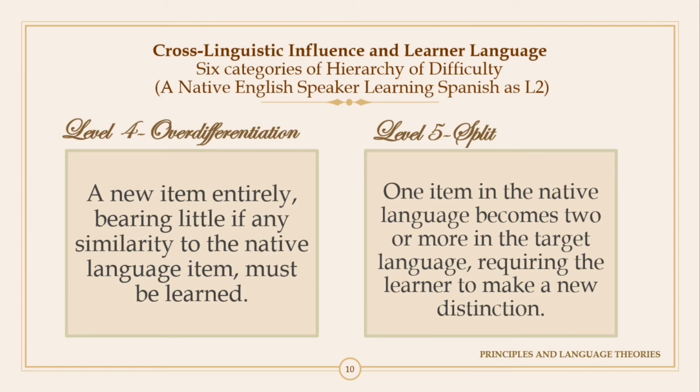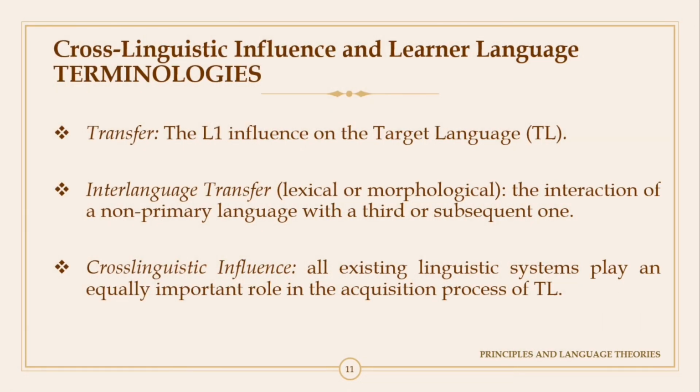Next would be level 4, or overdifferentiation. A new item entirely, bearing little if any similarity to the native language item, must be learned. For example, an English speaker learning Spanish must learn to include determiners in generalized nominals. And last is level 5, which is the split. One item in the native language becomes two or more in the target language, requiring the learner to make a new distinction. So these are the terminologies in cross-linguistic influence and learner language.